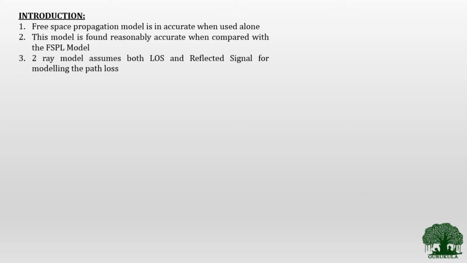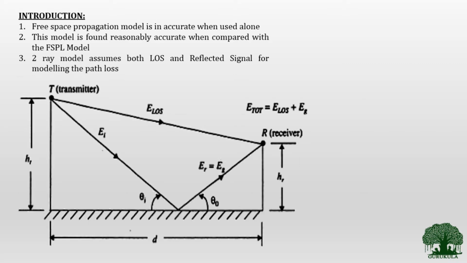So now let us set up the environment for the two-ray propagation model. This is the basic setup that we could do here, as depicted in the figure. We could see that there is a transmitter on the left hand side and a receiver on the right hand side. The transmitter is of height ht and the receiver is of height hr, and the transmitter and the receiver are separated by a distance d. And you could see that there are two rays or two waves reaching from transmitter to receiver.